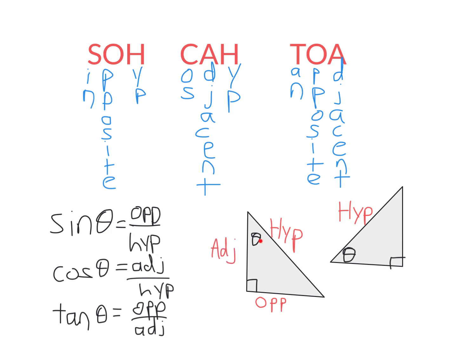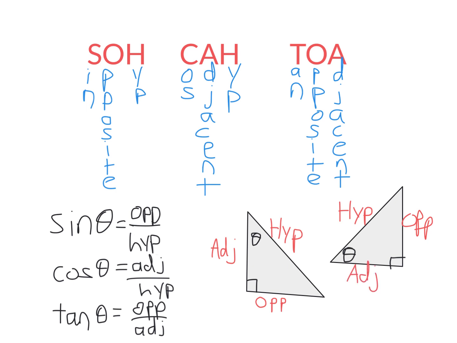Now, if you change the position of the reference angle, the hypotenuse stays the same. It's still opposite the right angle, but the adjacent and opposite switch around. So if I put theta here instead, this is now the opposite because it's facing theta. And this side down here is the adjacent because it's next to theta.